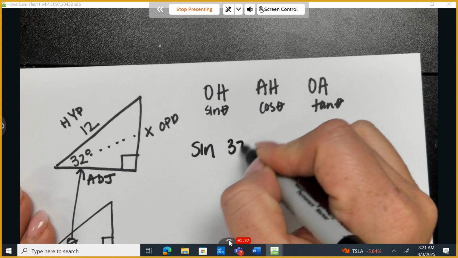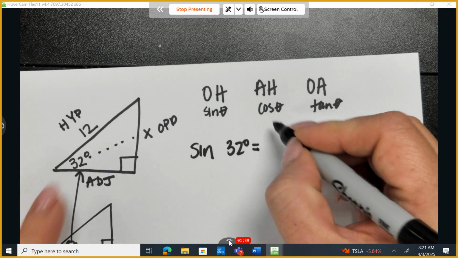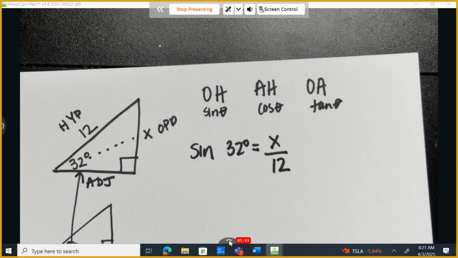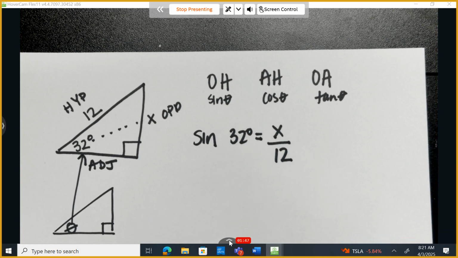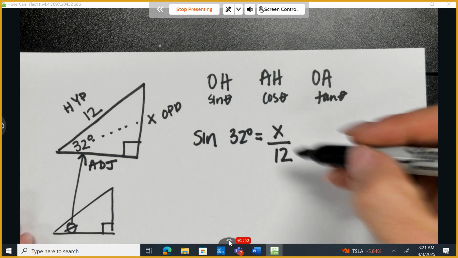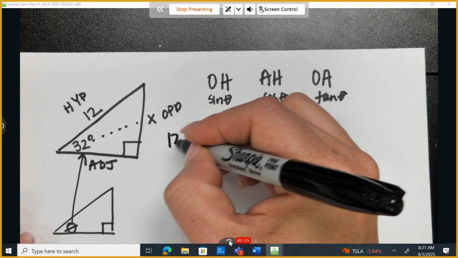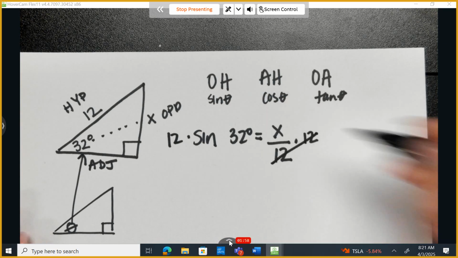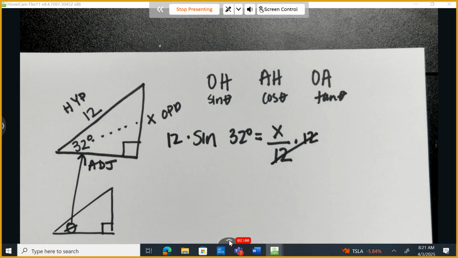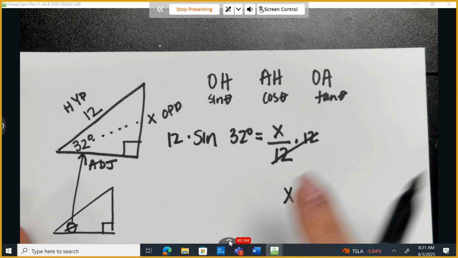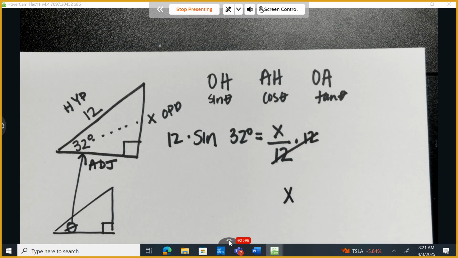Sine of the angle 32 degrees is equal to opposite, which I don't know, over the hypotenuse. My goal is to isolate the x. So what I need to do is get rid of this 12. Right now we're dividing by 12. The opposite of dividing by 12 is multiplying by 12. Now the 12 on the right hand side, the top 12 and the bottom 12, you may think of them as canceling out. Really they simplify to 1, but I'm left with x on the right.